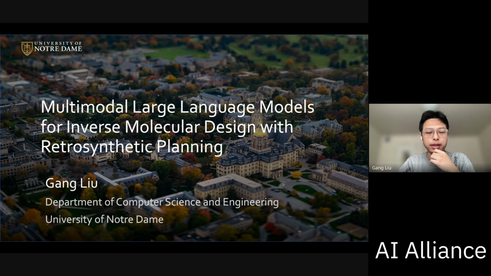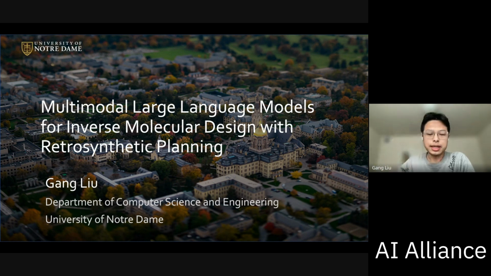I'm Gang Liu. I'm currently a fourth-year PhD student at the University of Notre Dame. I'm excited today to have this chance to introduce our recent work, multimodal large language models for inverse molecular design with retrosynthetic planning. This work has already been accepted by ICLR 2025.